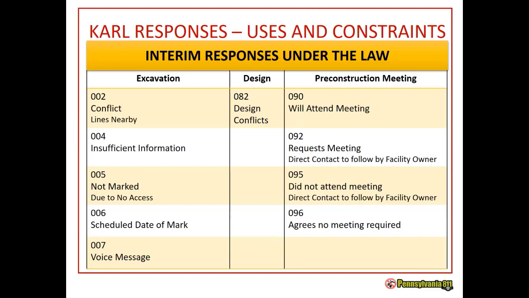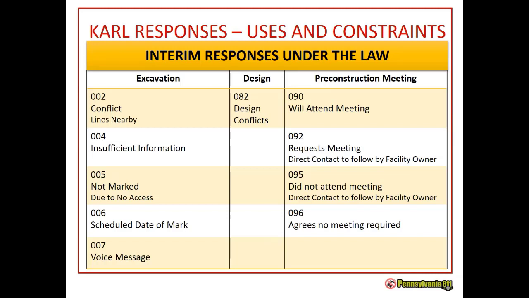We also have 096, agrees no meeting is required. Facility owners update with a final response then of 001 or 003. Keep moving along, we also have 092, request a meeting. A facility owner may feel this job is complex, so he wants to hold a meeting to discuss the complexity of the job. All excavators are required by law to have this meeting with the facility owner who requested. Again, this facility owner will go back in and update with a 001 or 003 final response.